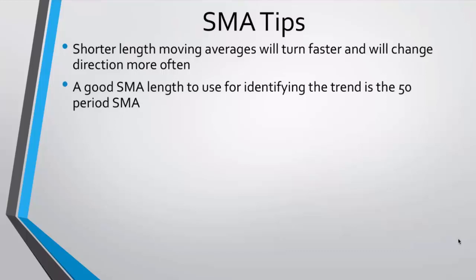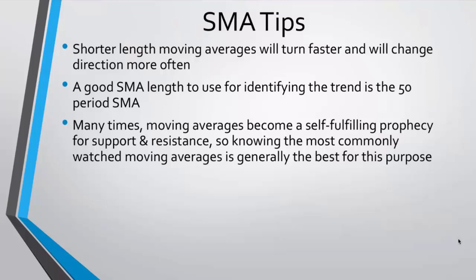A good SMA length to use for identifying the trend is the 50-period SMA. If you watch any financial shows, I know a lot of crypto guys are kind of anti-finance, but if you ever watch any financial news, you'll hear some of these traders on TV say, well, we're near the 50-day moving average. 50 is a very common one, and it's just a good trend identifying length for cryptos as well as traditional markets. Many times, moving averages become a self-fulfilling prophecy for support and resistance, so knowing the most commonly watched moving averages is generally best for this purpose.